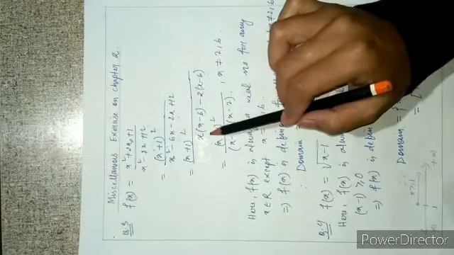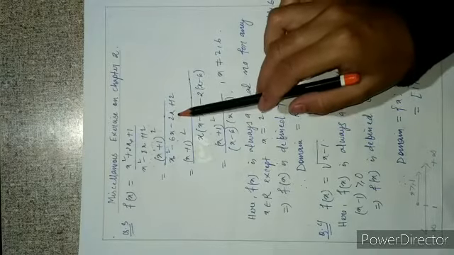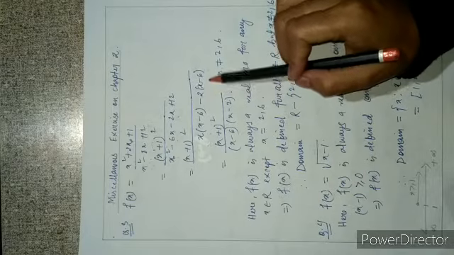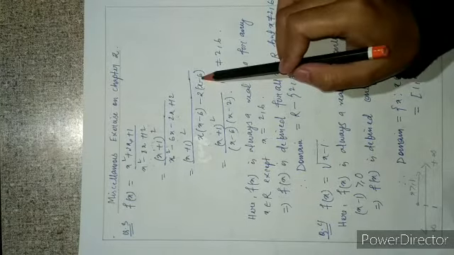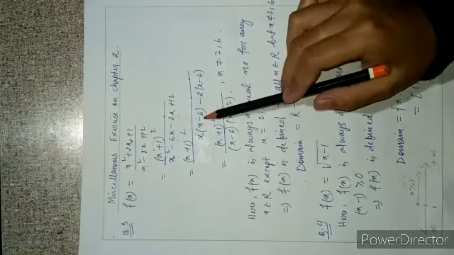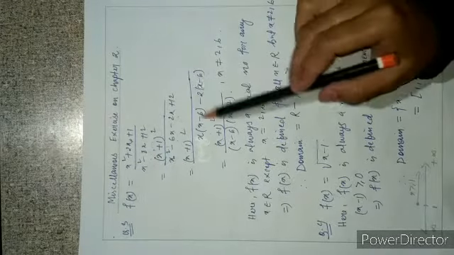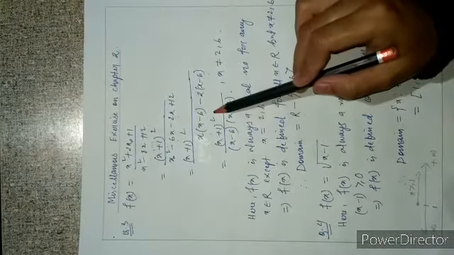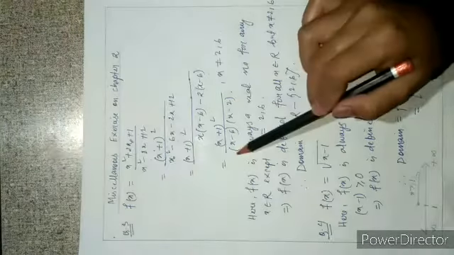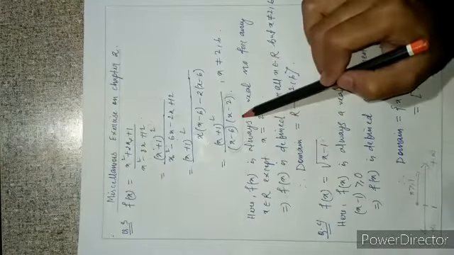From the first and second terms, taking x common, we get x minus 6. From the third and fourth terms, taking minus 2 common, we get x minus 6. And x minus 6 is common to both terms. By taking x minus 6 common, we get x minus 2. And so this f(x) can be expressed as (x plus 1) whole square divided by (x minus 6) into (x minus 2).